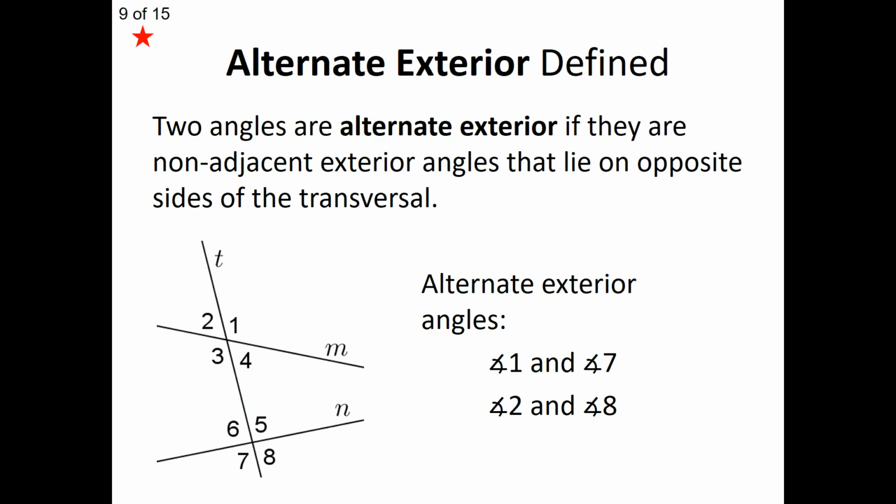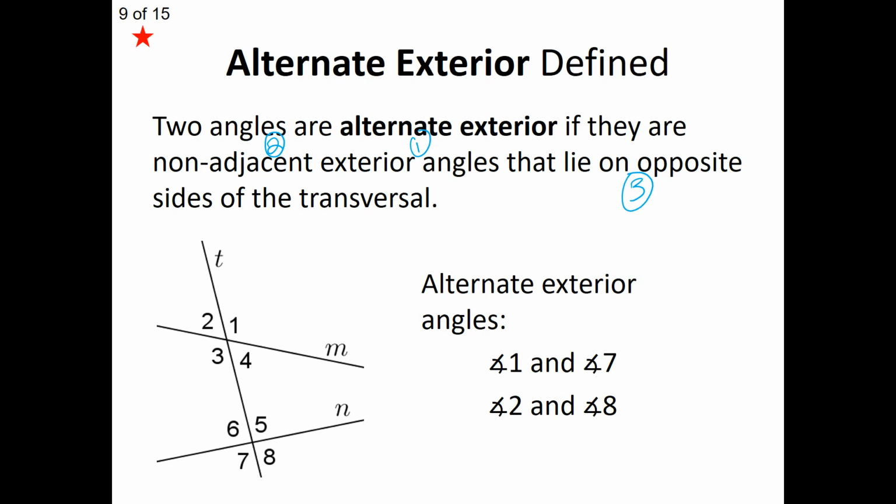We also have something similar to alternate interior. We have alternate exterior. Now we move to the other category of angles. We move away from our interior angles, 3, 4, 5, and 6, and look at our exterior angles, 1, 2, 7, 8. It's very similar to our alternate interior because you're going to notice there's 3 things. First of all, they have to come from the set of exterior angles. That's the first thing. Second thing is they have to be non-adjacent to each other. And third thing, again, they have to lie on opposite sides of the transversal.